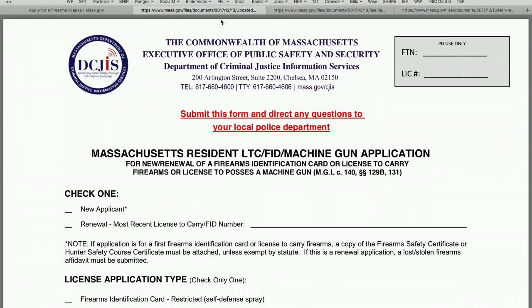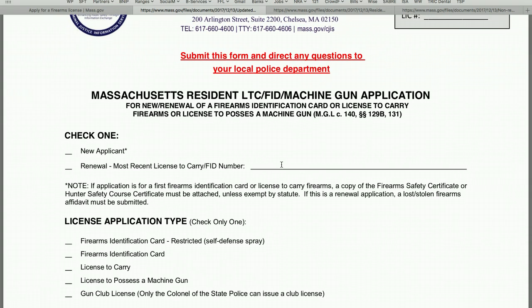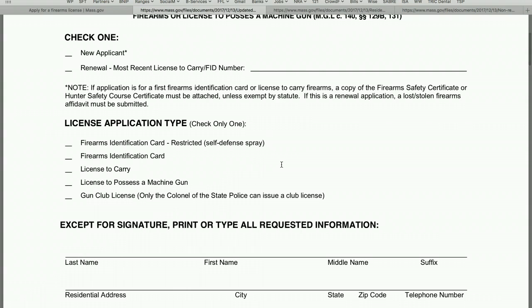What you're going to see here is kind of self-explanatory for the most part. This is an application for your license to carry, FID card, or machine gun application, as it states right here in this title. You're going to check right here if you're a new applicant or if you're a renewal. If you're a renewal, then you'll just put in your information if you already have an FID card or an LTC. Right here you have a variety of different license to carry types.